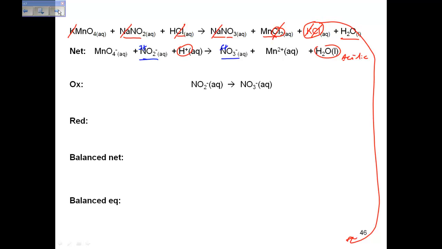What's being reduced? Well, it's very similar to the one we just did on the last slide. We got permanganate going to manganese 2. So you got Mn +7 going to Mn2+, or look at it in point of view of I'm losing oxygens, therefore that is a reduction.